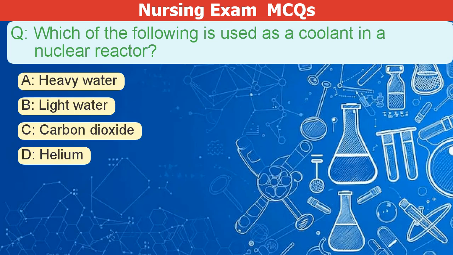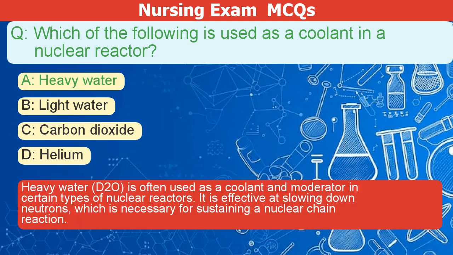Which of the following is used as a coolant in a nuclear reactor? A. Heavy water. B. Light water. C. Carbon dioxide. D. Helium. The correct answer is A. Heavy water, D2O, is often used as a coolant and moderator in certain types of nuclear reactors. It is effective at slowing down neutrons, which is necessary for sustaining a nuclear chain reaction.